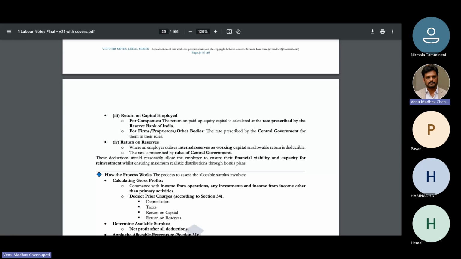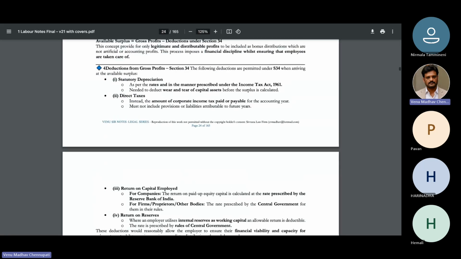So let's say if the employer has his own reserves, if the employer utilizes his own internal reserves as working capital, దాని మీద ఇంట్రెస్ట్ ఏదైతే బ్యాంక్ ఇచ్చే ఇంట్రెస్ట్ కూడా ఎంప్లాయర్కి ఇస్తారనమాట. And this rate is prescribed by the rules of the Central Government. So these are the 4 areas which you have to remember.